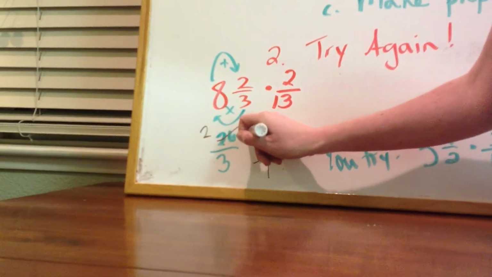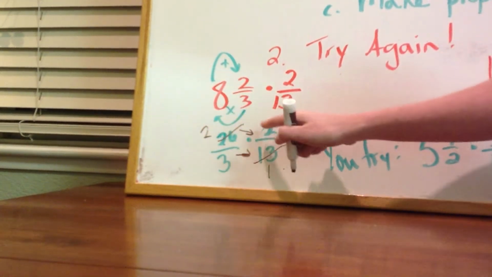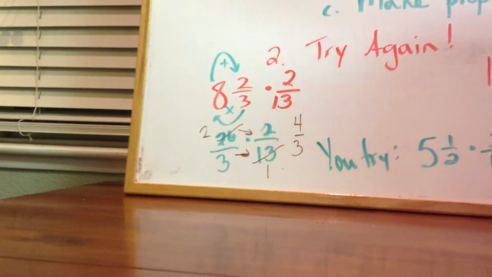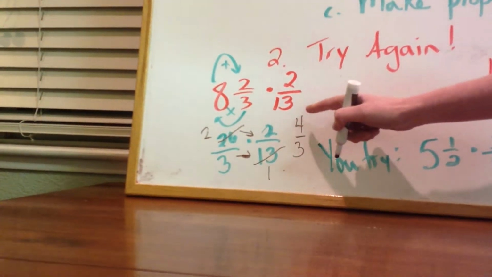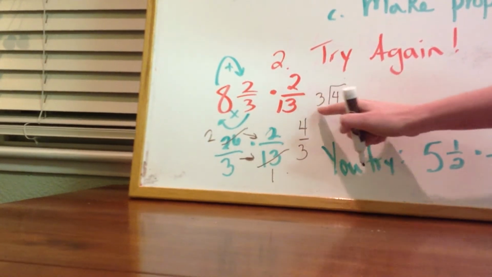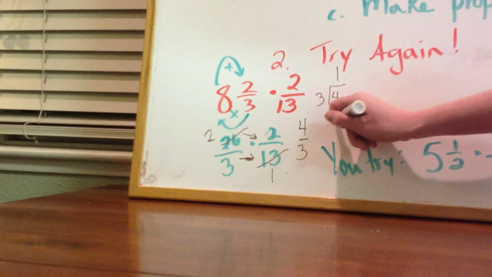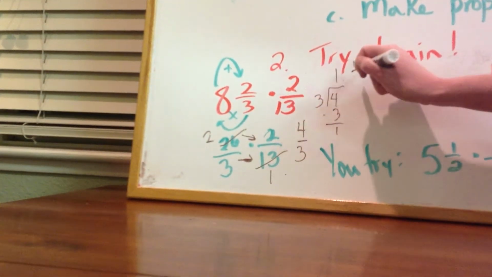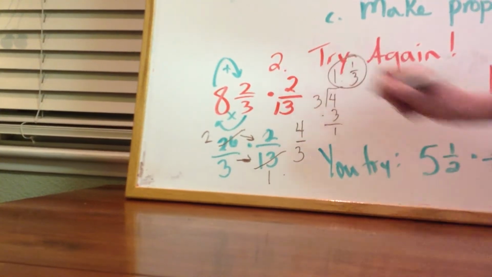And now we need to multiply straight across. 2 times 2 is 4, and 3 over 1 is 3. We need to make it proper, so that's really a 4 divided by 3. 3 goes into 4 one time, with 1 left over, that becomes my numerator. And there's my denominator, so it's 1 1/3.